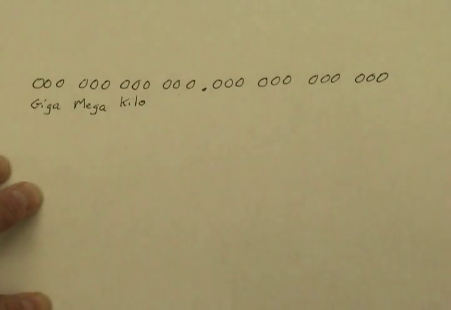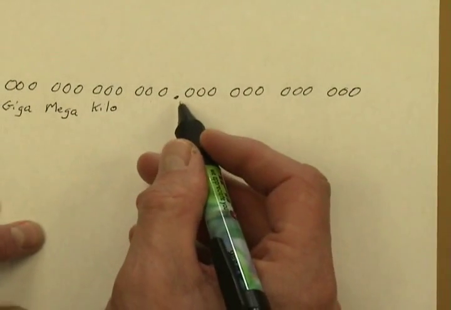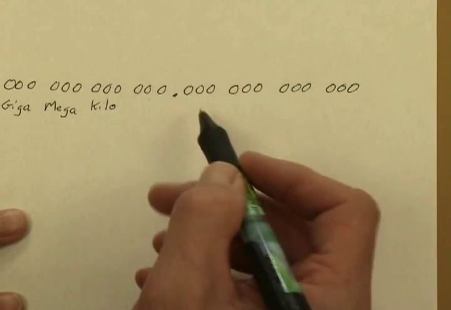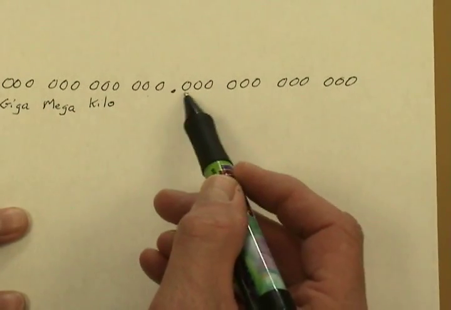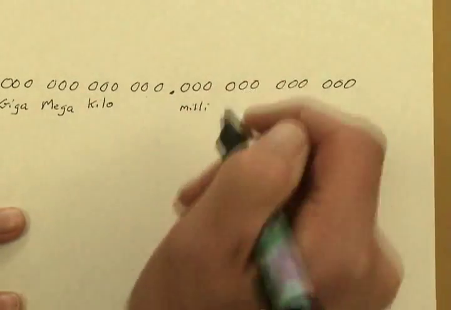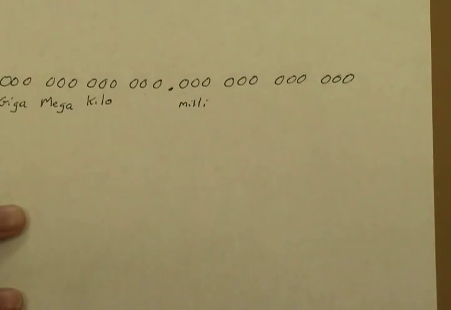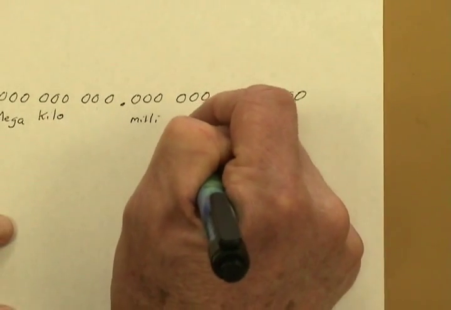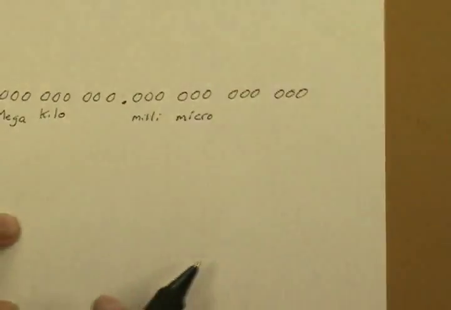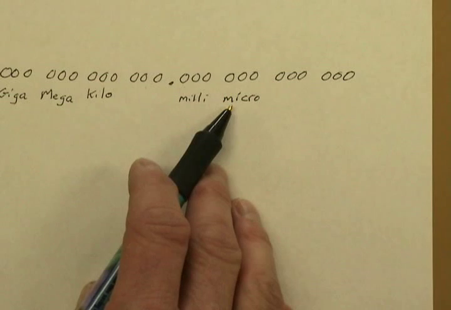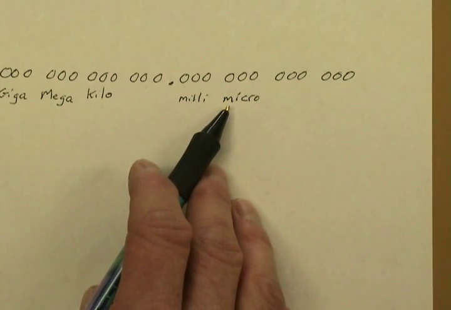For numbers smaller than 1, greater than 0, because they're still positive, this first group would be called millis, and use a small m when you write out millis, M-I-L-L-I. 1,000 times smaller than millis is micro. You might have heard of microprocessor. That means the components in a microprocessor are 1/1,000,000th or 1 micro, 1 micron, 1/1,000,000th of a meter.